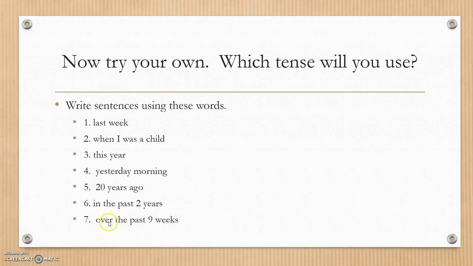Okay? Over is similar. Over the past 9 weeks. That's present perfect. That means go back in the past 9 weeks and continue up to now. So our class started about 9 weeks ago or 10 weeks ago, okay? So you could write a sentence about what you've learned in the class for number 7. Okay, so this is indefinite past with present perfect. Try your own examples. Goodbye.